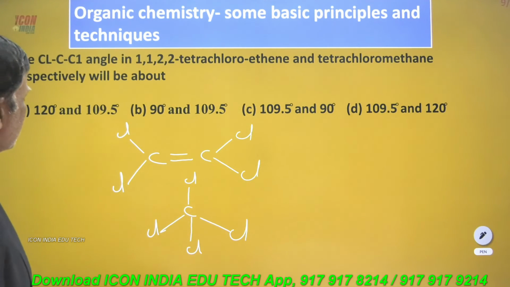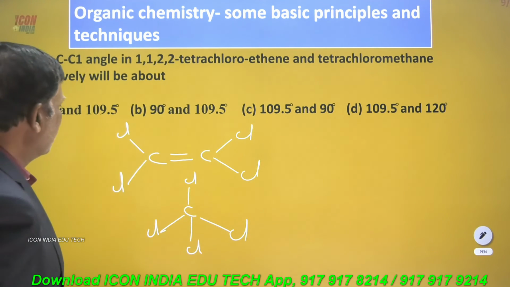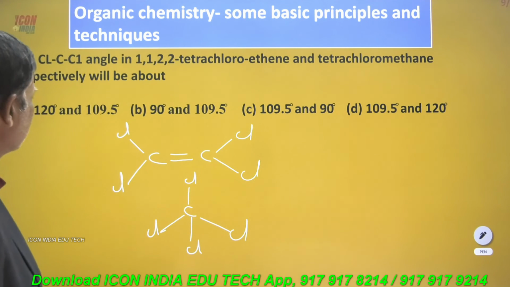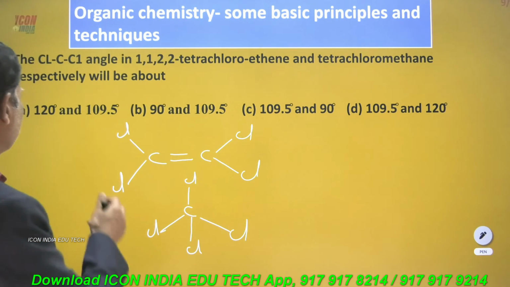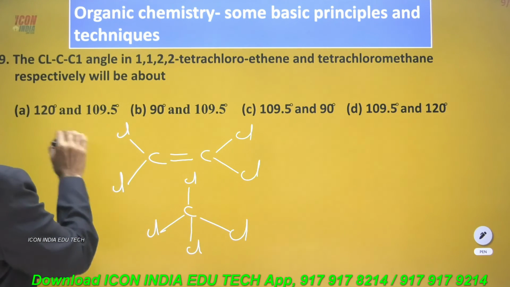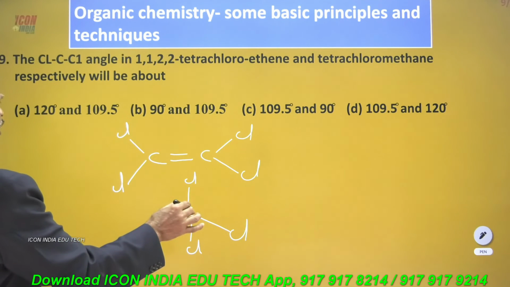Cl, C, Cl is sp2 hybridized. In the case of sp2 hybridization, the bond angles are 120 degrees. That is why the first option is the answer. 120 degrees here, 109 degrees here.